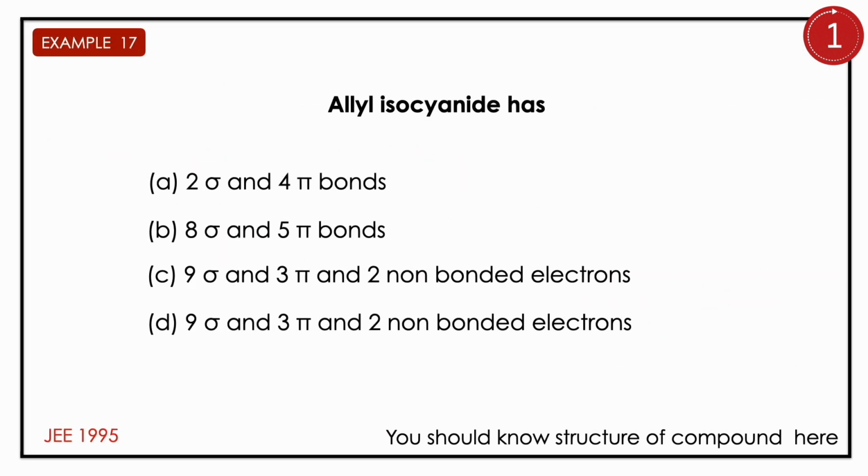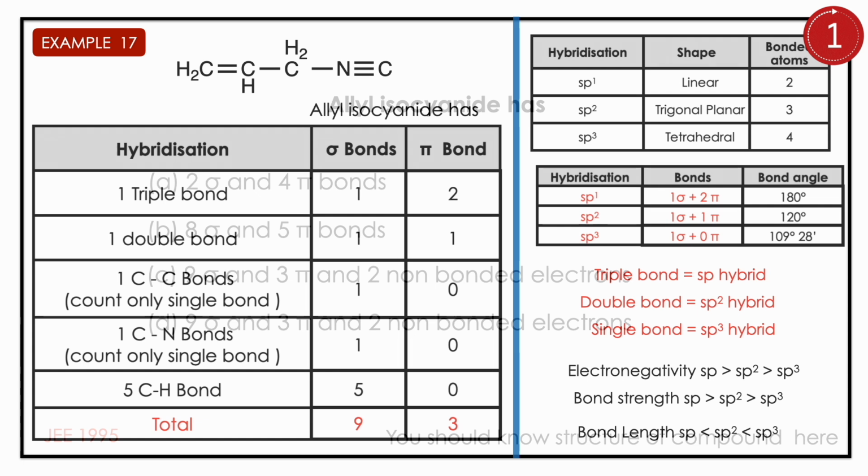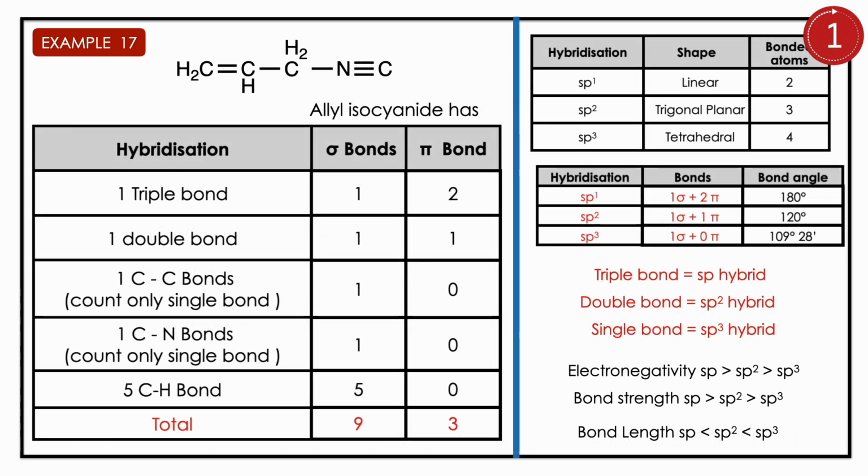Then the next example: allyl isocyanide has A 2 sigma and 4 pi bonds, B 8 sigma and 5 pi bonds, C 9 sigma and 3 pi bonds and 2 non-bonded electrons, D 9 sigma, 3 pi and 2 non-bonded electrons. For this question, you should know the structure of allyl cyanide, then only you can find the answer.